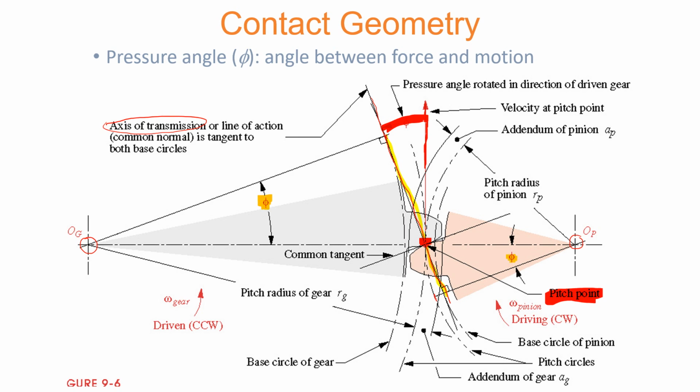So now you know what the centers are, what the center line is, what the axis of transmission or line of action is going to be, what the pressure angle is going to be, and what the common tangent to these is going to be. And as a result, you know almost all the necessary terminology.